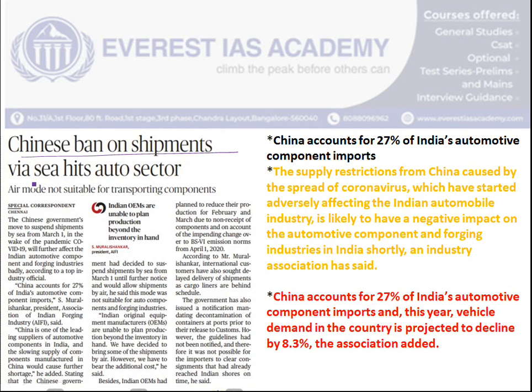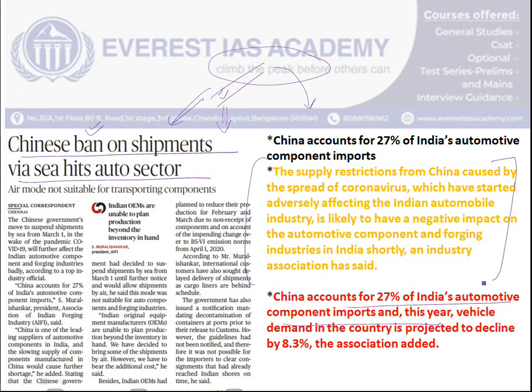Next article is Chinese ban on shipments via sea hits auto sector. This article is also coming in the backdrop of the novel coronavirus. Due to the effects of the novel coronavirus or COVID-19, a lot of manufacturing sectors in China have come to a halt, and China is not promoting any maritime trade, especially due to this coronavirus effect. Only air shipments have been happening, and in air shipments we cannot transfer such a large amount of automobile spare parts. India imports around 27% of its automobile components from China. Now our Indian automobile sector is running short of these raw materials and is getting affected by this problem.